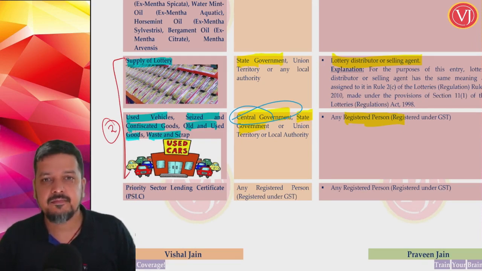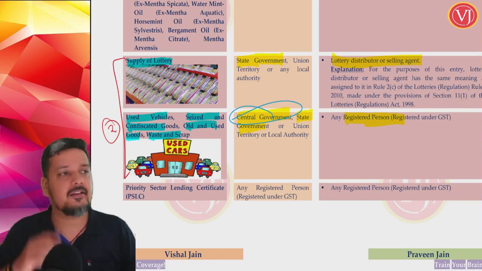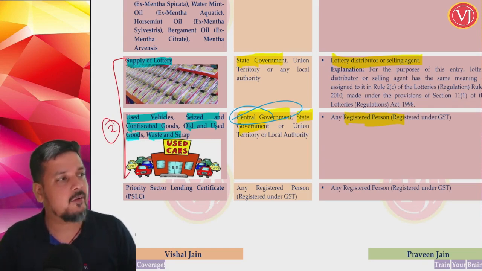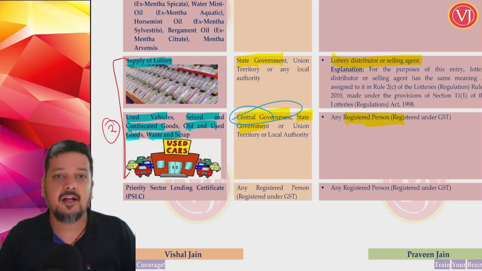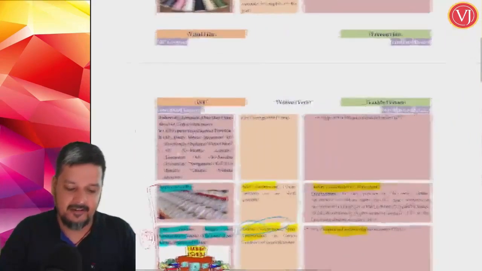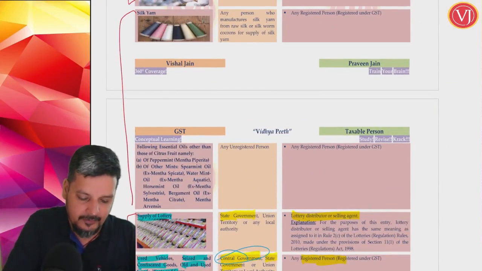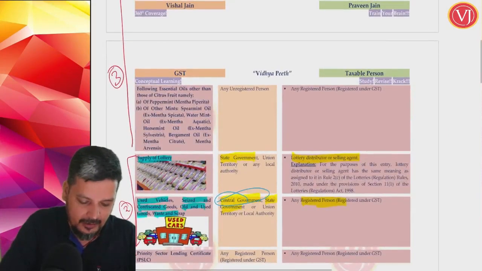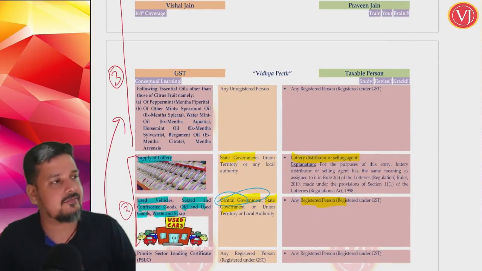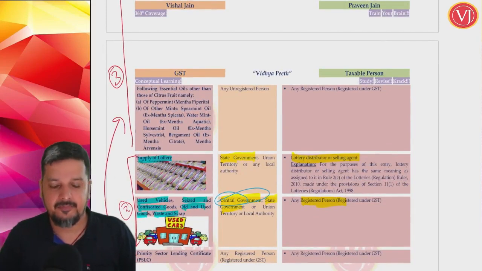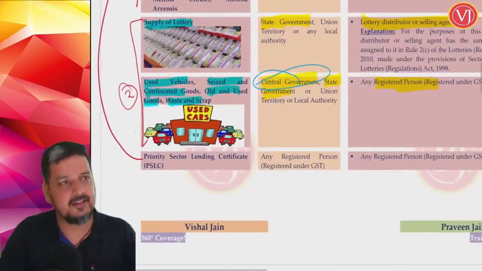Clear? First 4 categories, agriculturist. Second 2 categories, government. Then the balance categories. So the balance category will be this third category where even the last item will come. And in the balance category, other things will come.